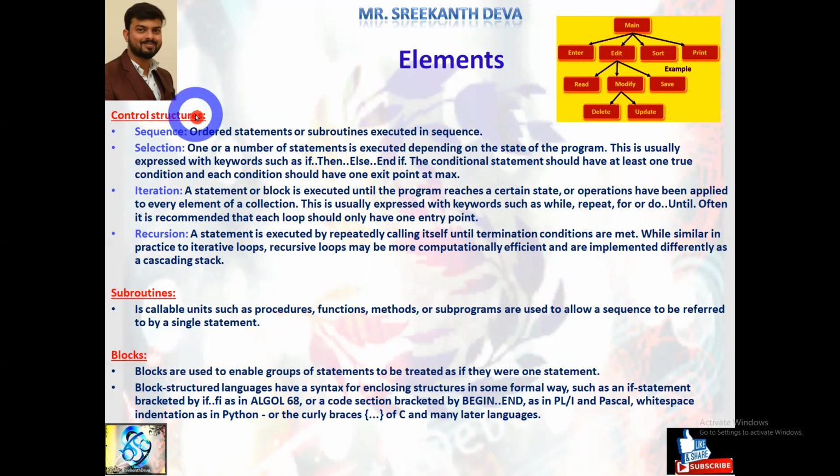What is a control structure? It is categorized as sequence, selection, iteration, and recursion. Sequence means ordered statements or subroutines executed in a sequential manner. Selection means one or a number of statements is executed depending on the state of the program. This is usually expressed with keywords such as if, then, else, and end if. The conditional statement should have at least one true condition, and each condition should have one exit point at max.